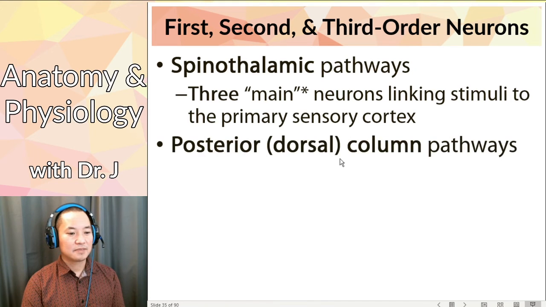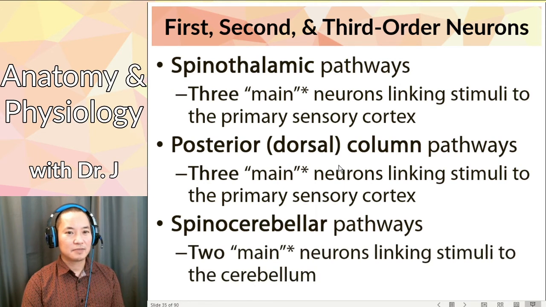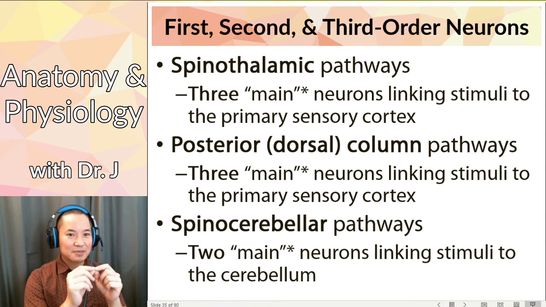And in the posterior column pathway, you have three main neurons, and in the spinocerebellar pathway, you have two main neurons. And why do I say main? Well, they used to think that there were only three neurons, period. Like three neurons, that's it, just going from stimuli to somatosensory cortex. Then they found very small neurons in between.